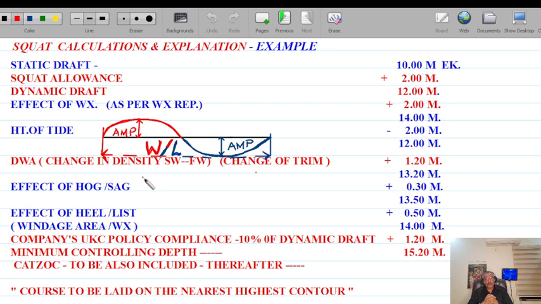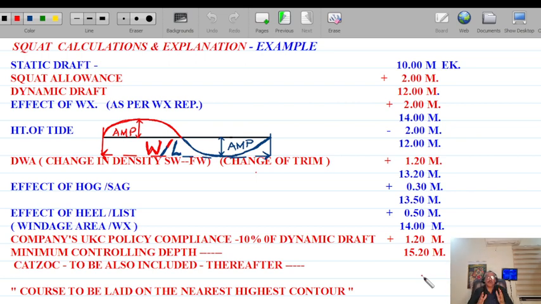Therefore, what the second mate should do, they should do the squat calculation first. Once they know that, okay, with CATZOC, in this case I have taken 0.8 meters, it is rounding off to 16 meters. That means with the speed of 10 knots, that is, your speed shall not change. It should not increase. Decrease is okay. That is a safety factor for you. And with the draft of 10 meters, your minimum controlling depth with CATZOC is coming to 16 meters now.